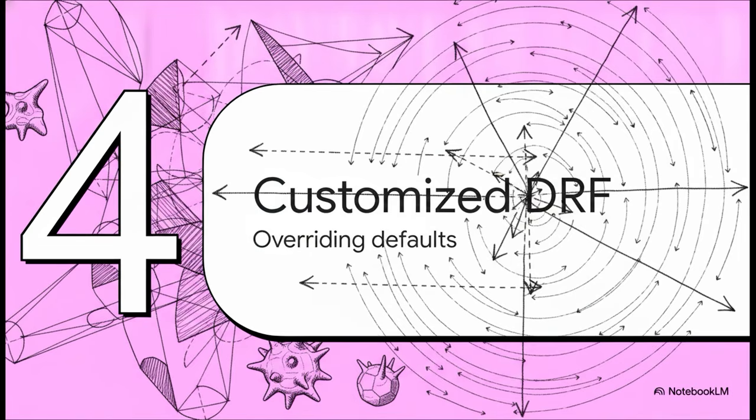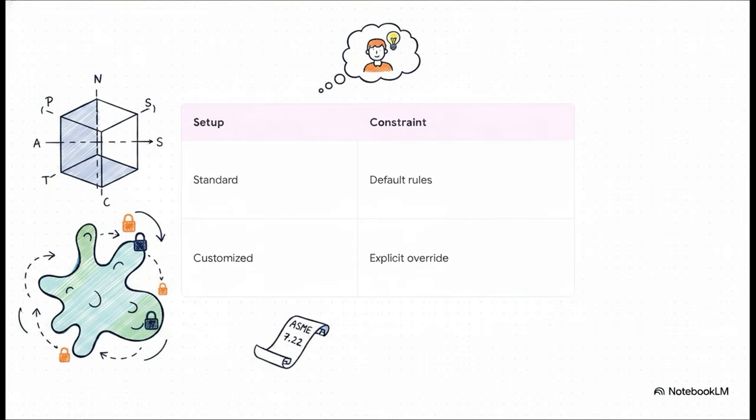Section 4. Customize datum reference frames. Let's do a quick preview for when standard rules just don't cut it. Let's see how this builds our understanding when we look at standard versus customized frames. Normally, when we reference primary, secondary, and tertiary datums, the standard applies a default set of rules for how degrees of freedom, like translation and rotation, are constrained.